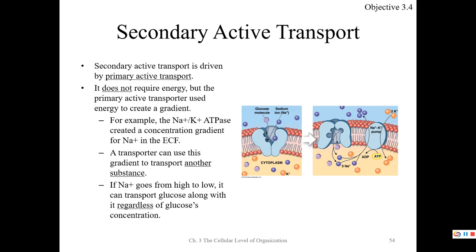So basically, secondary active transport is driven by the primary active transport. It does not require energy itself. It uses the primary active transport to do all the work. For example, the sodium potassium ATPase pump does all the concentration gradient setting. Then a second one can use that gradient. The sodium potassium pump does the work, and the glucose sodium transporter just piggybacks off of it. Sodium goes from high to low, and it brings glucose with it, regardless of the concentration of glucose. It's one of those ways that we can bring glucose into a cell, because cells need lots of glucose for cellular respiration.